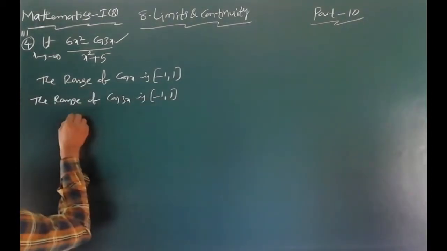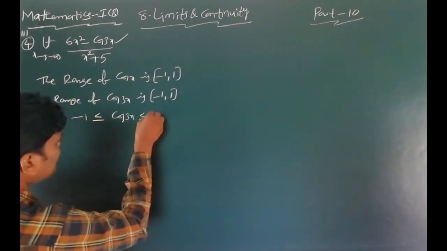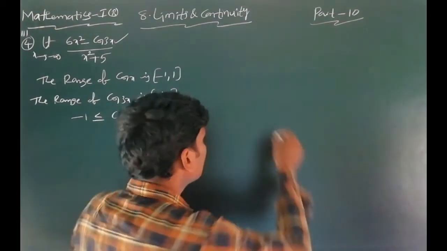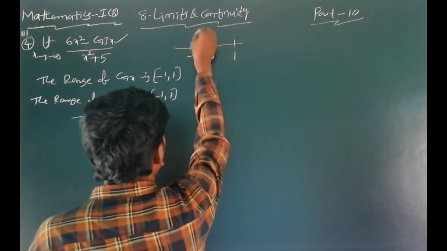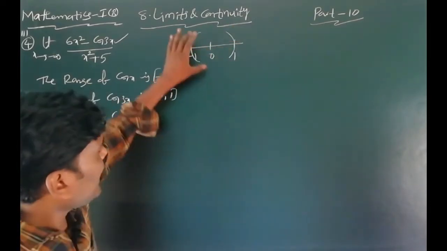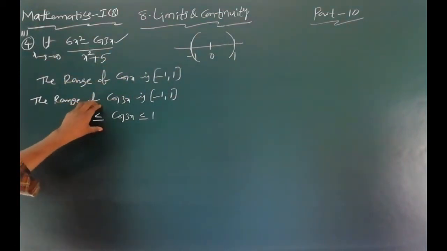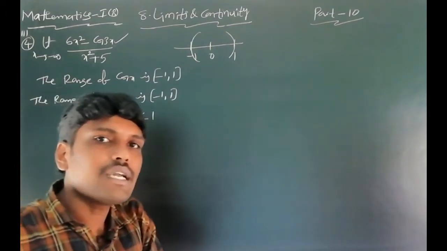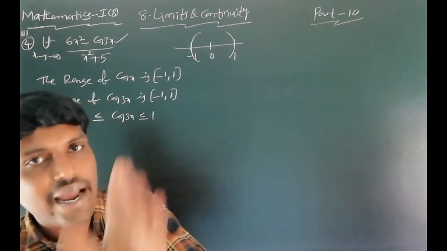Here, minus 1 less than or equal to cos 3x less than or equal to 1. The minus 1 comma 1 range is nothing but this on the number line: 0, minus 1, 1. So cos 3x lies between minus 1 and 1, including minus 1 and 1.